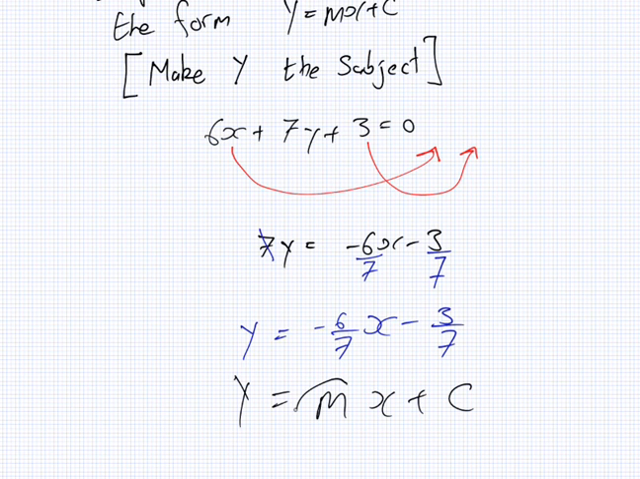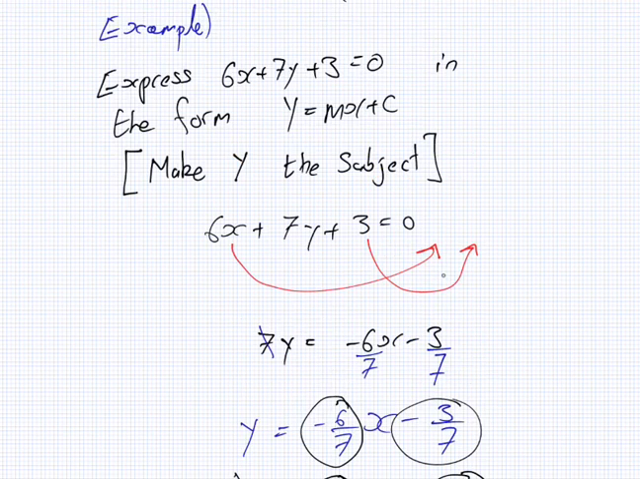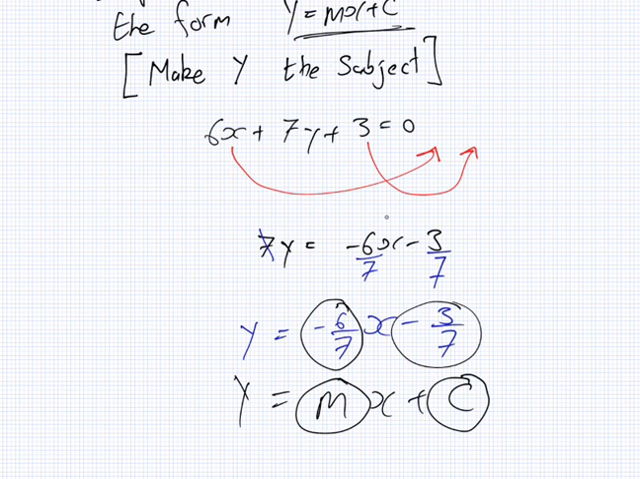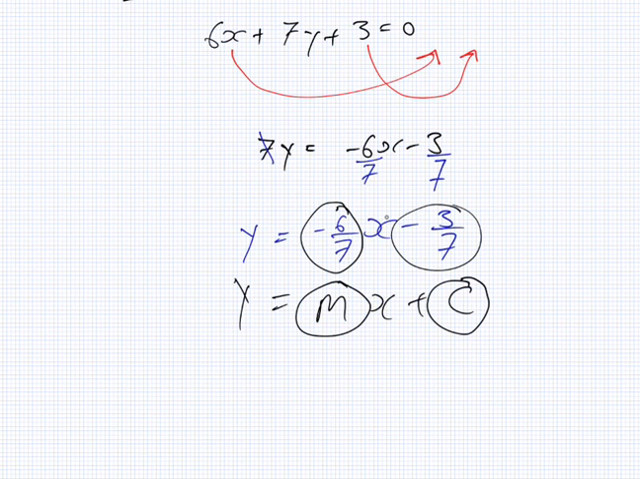What's the m for this line? Gradient, slope. Yeah, and in this example, what's the m? Minus 6 over 7. And what's the c? Minus 3 over 7. Do you know that here? No, you can't really see it. But when you rewrite it like this, you can see what the m is and you can see what the c is. Okay, next example.